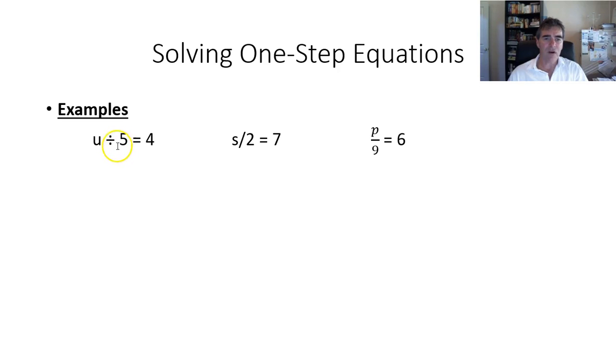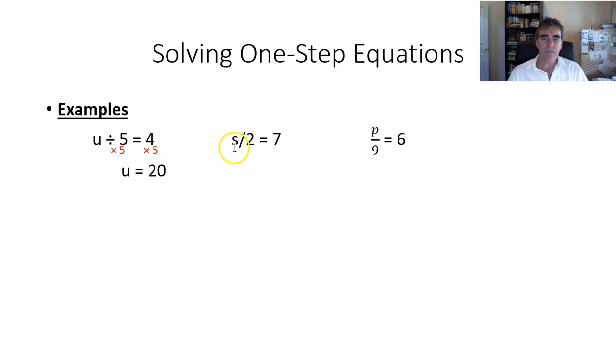The inverse of divided by 5 is to multiply by 5, so we've got to do it to both sides for it still to balance. And these will cancel out and just leave me with the U, and 4 times 5 is 20. So we get the U value is 20. Again, we can check it by doing 20, replacing it here. 20 divided by 5 is 4. That's what we want, so I know that's right.